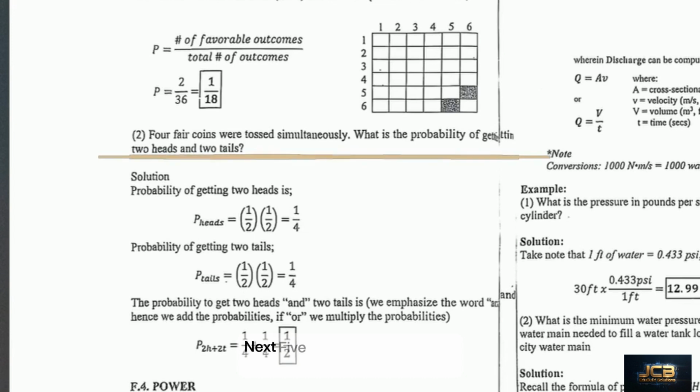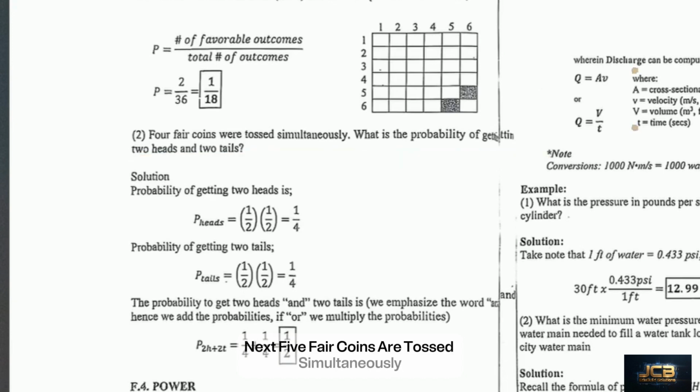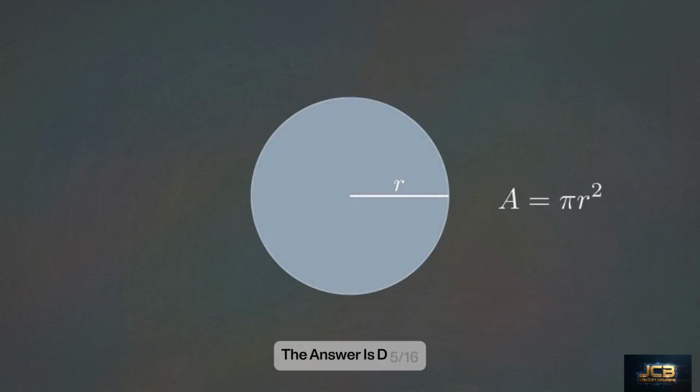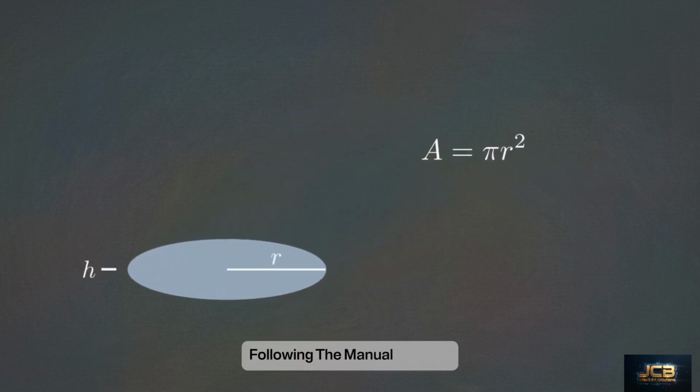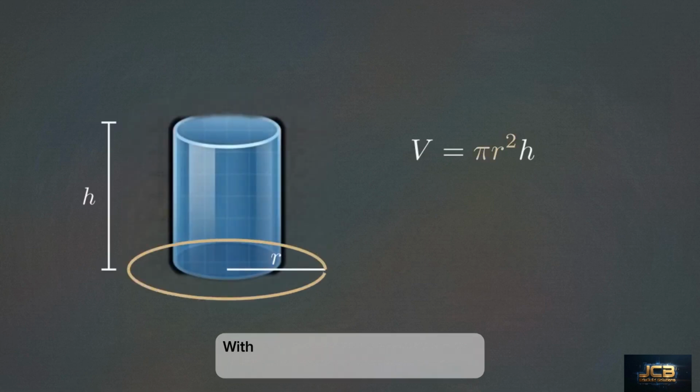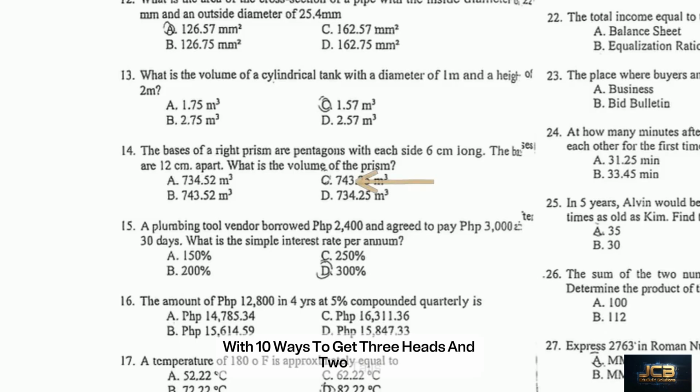Next, 5 fair coins are tossed simultaneously. What is the probability of getting 3 heads and 2 tails? The answer is D, 5/16. Following the manual solution, total outcomes for 5 coins is 32. With 10 ways to get 3 heads and 2 tails, the ratio simplifies to 5/16.